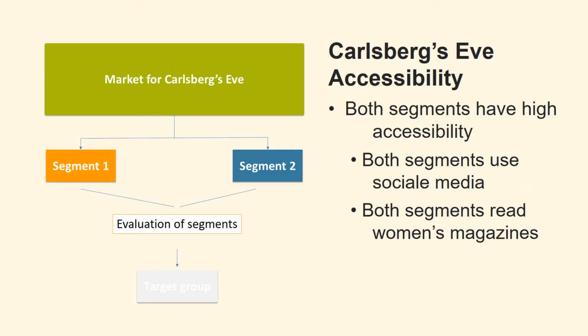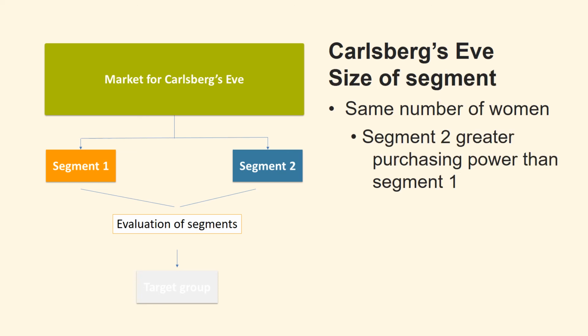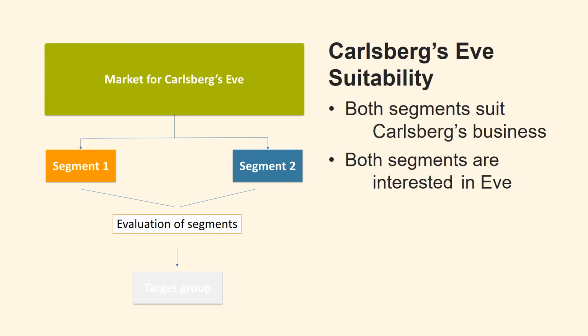Both segments have high accessibility and are easy to get in contact with through social media and women's magazines. There is almost the same number of women in the 2 segments. Both segments like to go to cafes, but segment 2 still has greater purchasing power than segment 1. Suitability of segment: both segments suit Carlsberg's business, and both segments are interested in the Eve drink.